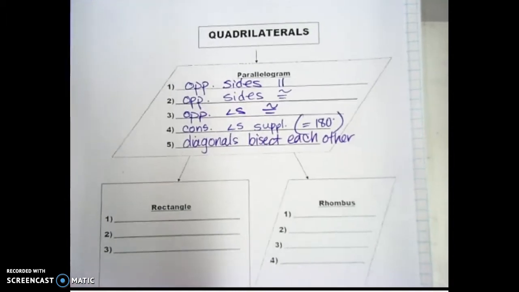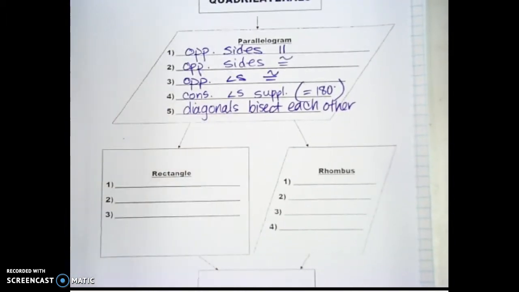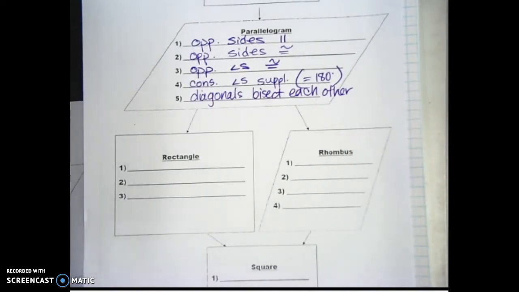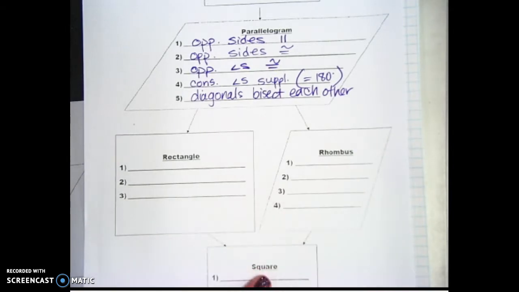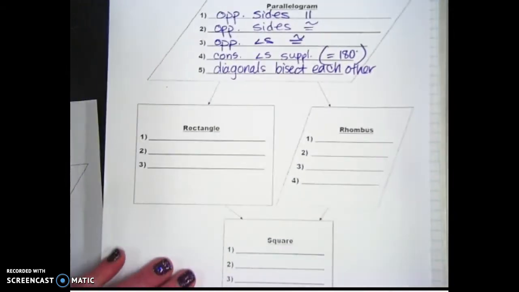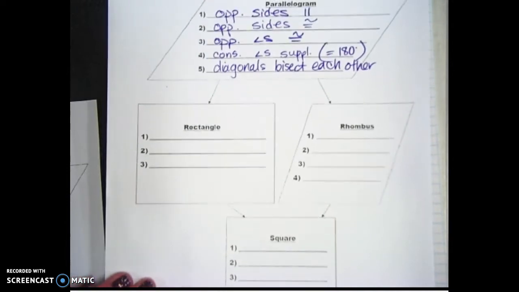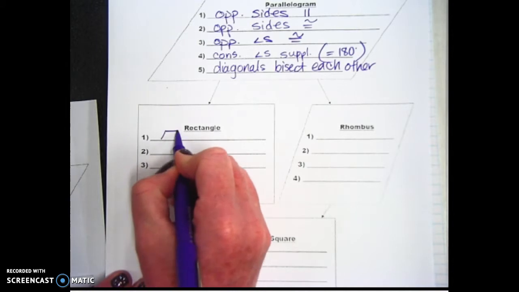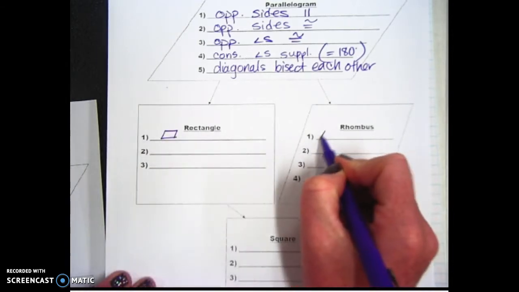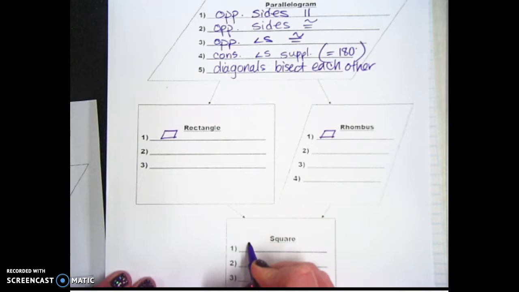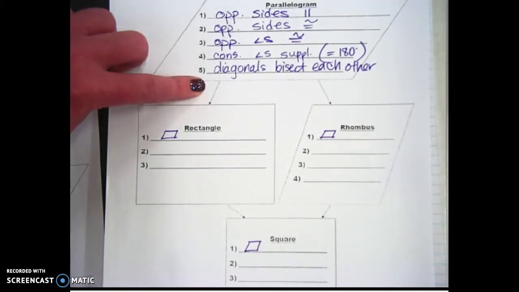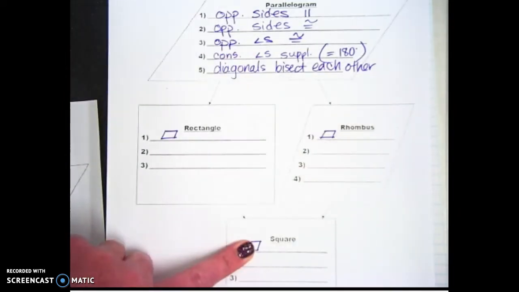All right, so we spent a couple days talking about parallelograms, and then we talked about our three special parallelograms. So there's a rectangle, there's a rhombus, and a square. All three of these figures, they're all parallelograms. So for the first item, you're going to draw a parallelogram. They have all the properties that a parallelogram has. So all five of these items apply to all three of these.